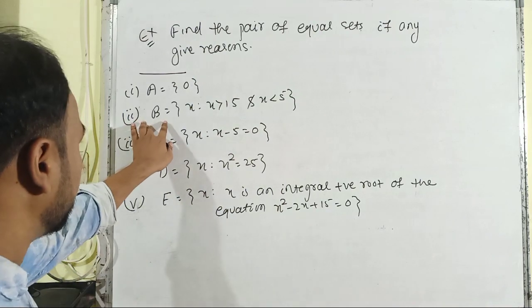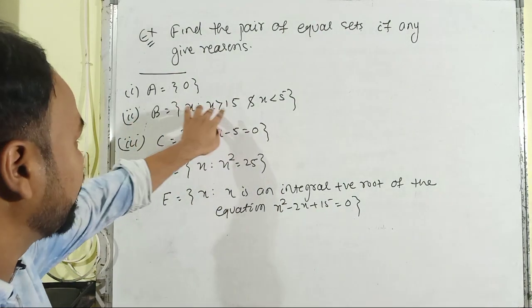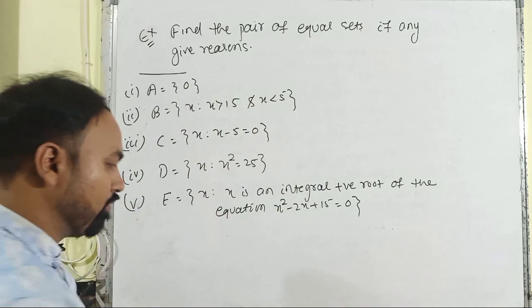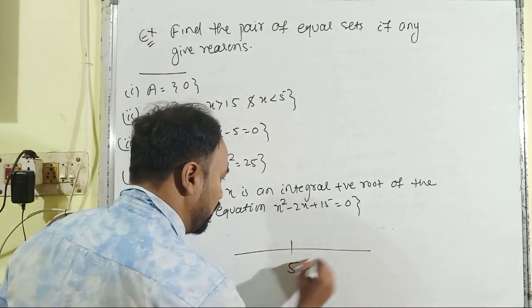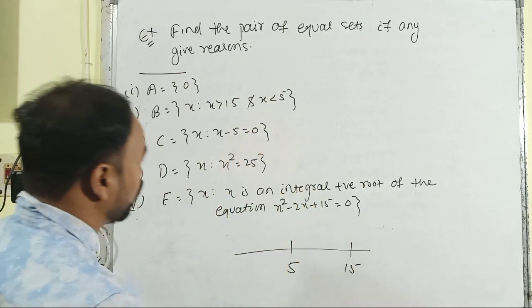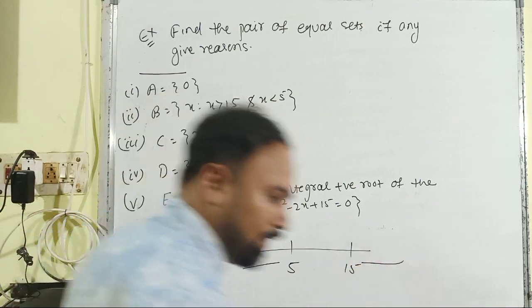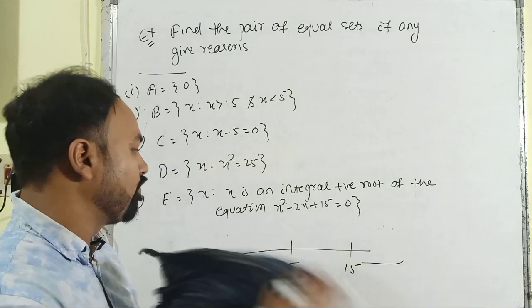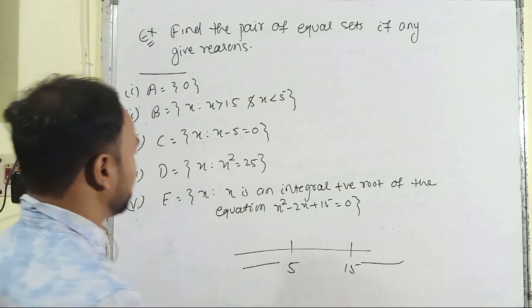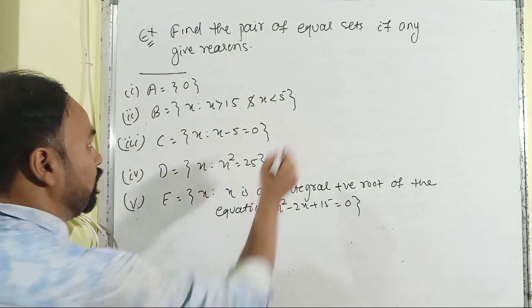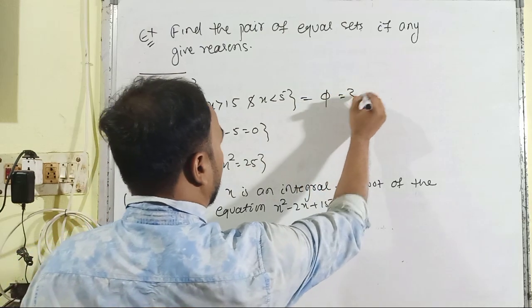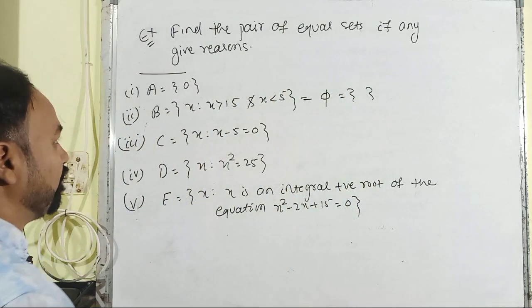Then the second set is B, a set of x such that x is greater than 15 but less than 5. That means if it is the number line, we have to find elements less than 5 and greater than 15. That means it is impossible to find such elements. So that means it is a phi set, or you can mention it as an empty set.